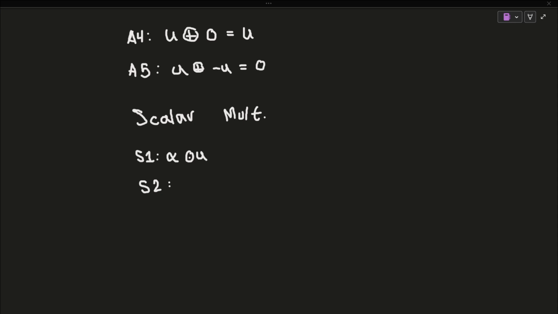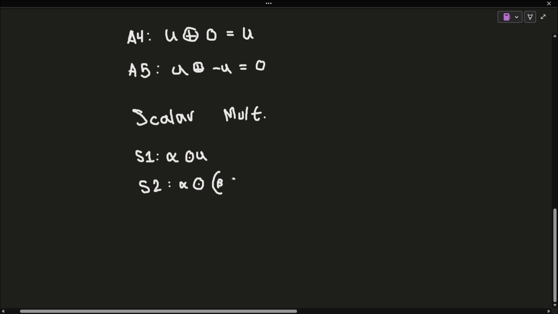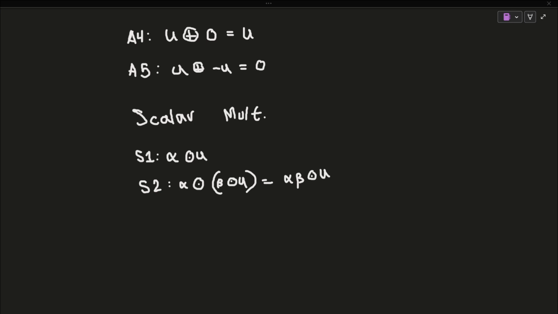S2, if you have two scalars, alpha and beta, and a vector u in the vector space, then alpha times beta times u needs to equal alpha beta into u. Okay, so that's pretty, again, similar to associativity. You need the associativity in vector spaces.